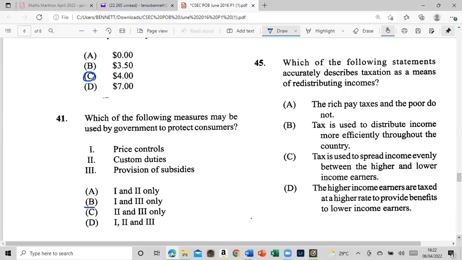45. Which of the following statements accurately describe taxation as a means of redistributing incomes? Is it A, the rich pay taxes and the poor do not? B, tax is used to distribute income more efficiently throughout the country? C, taxes is used to spread income evenly between the higher and lower income? Or D, the higher income earners are taxed at a higher rate to provide benefits to lower income earners? And I'm going with that. Definitely makes a lot of sense to me. So you tax the higher earners to provide benefits to the lower income earners.